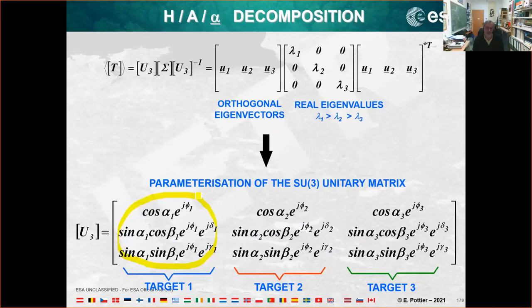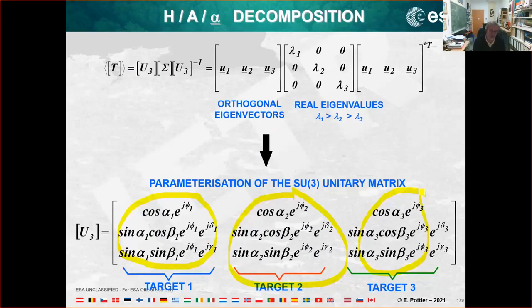Okay? So I can introduce this model for the first eigenvector. I can introduce the same model for the second eigenvector and the same model for the third eigenvector with different angles: alpha 1, beta 1, delta 1, gamma 1 for the first eigenvector, alpha 2, beta 2, delta 2, gamma 2 for the second vector, and alpha 3, beta 3, gamma 3, delta 3 for the third eigenvector. So like that, I can describe each eigenvector with a different set of parameters, alpha, beta, delta, and gamma. Okay? So this is the model of my eigenvector.